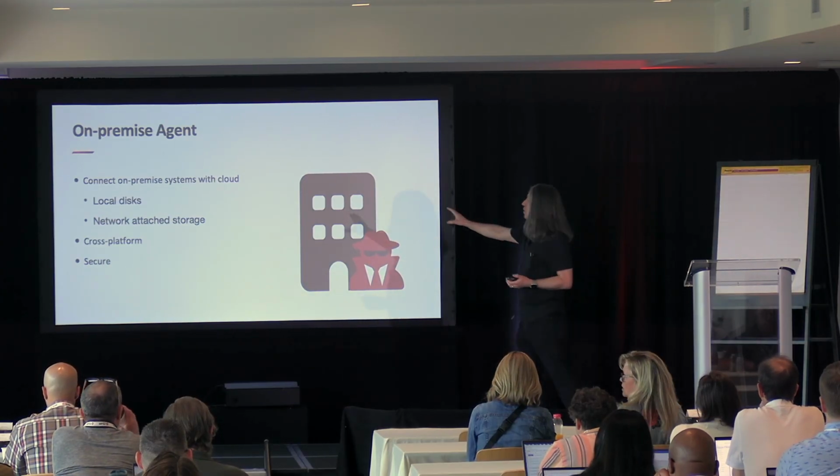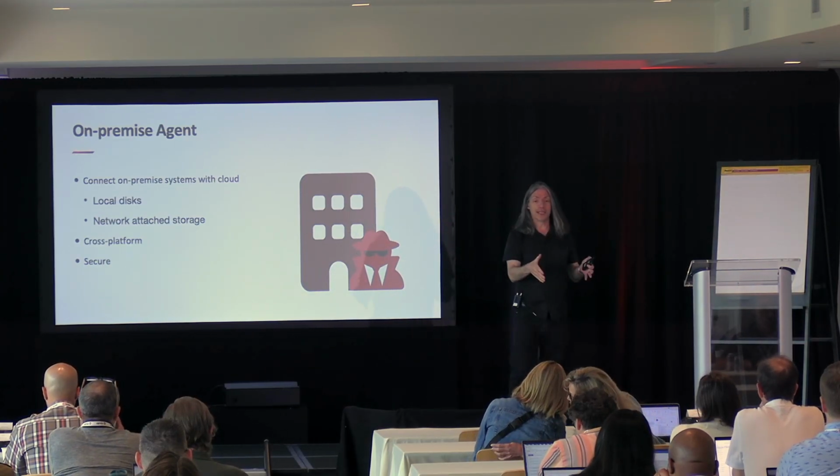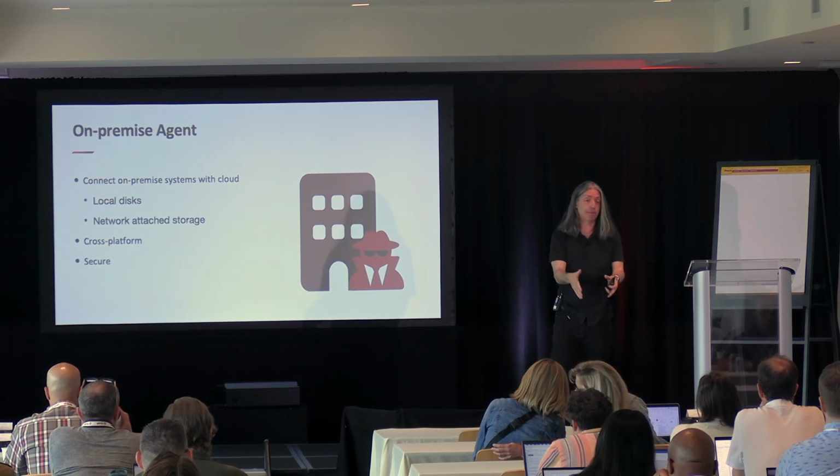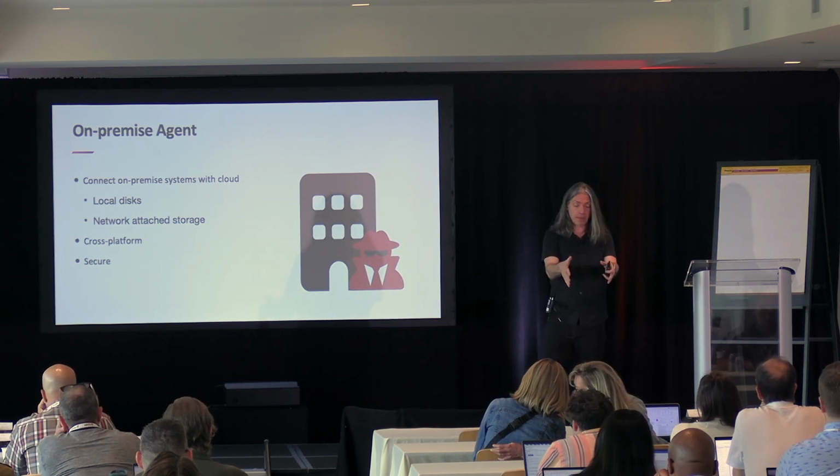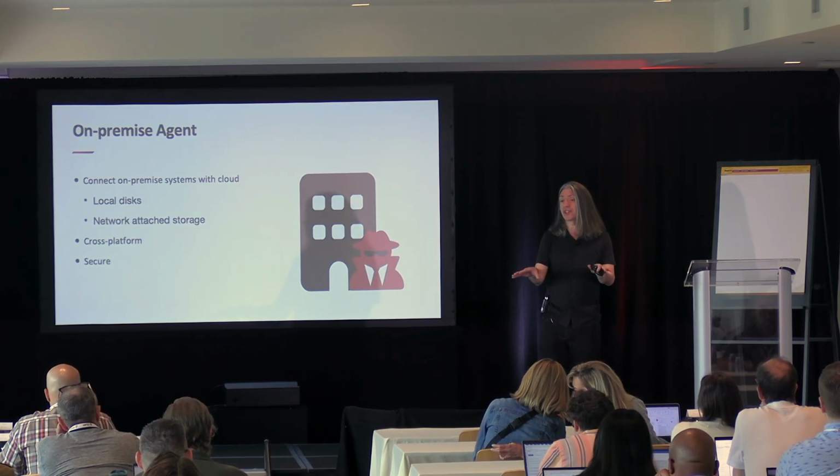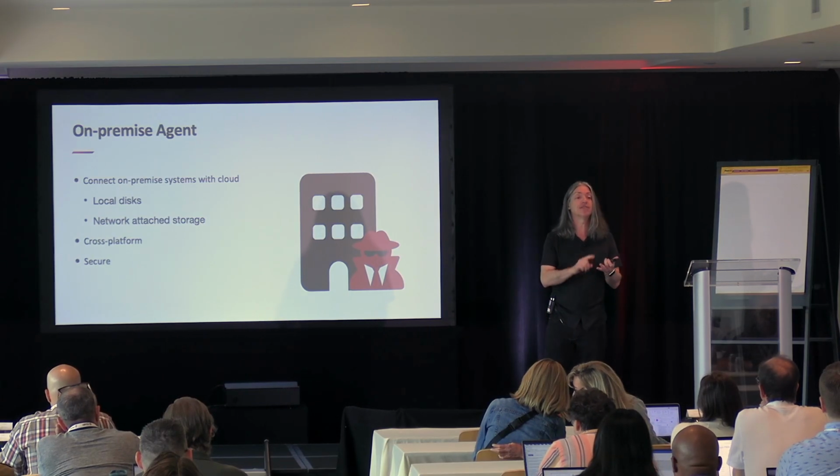But if you choose to, not only can we see the local disks, we can see sideways from that computer. So the computer or the system that hosts the agent can also look sideways across the network and see network-attached drives, SANs, NASs, anything that's attached.